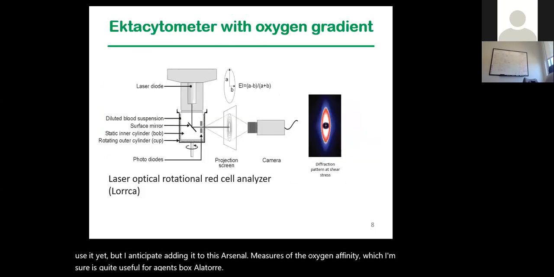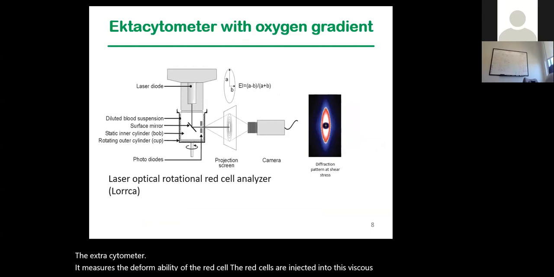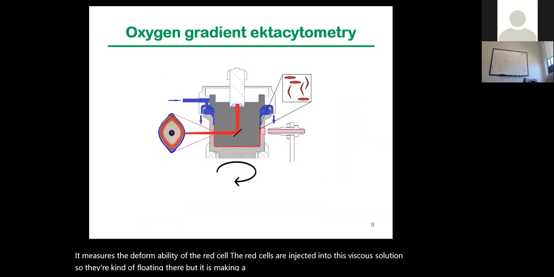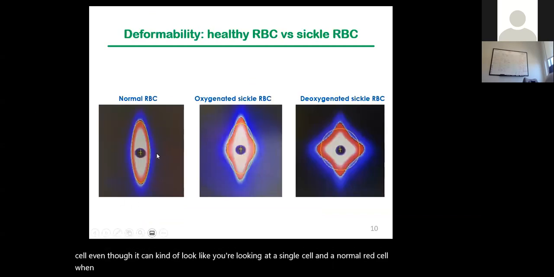So the ektacytometer, again, measures the deformability of the red cell. The red cells are injected into this viscous solution, so they're kind of floating there, but it is making a population level measurement, not a single cell, even though it can kind of look like you're looking at a single cell. And a normal red cell, when you apply stress to it, either through salt concentrations or through shearing, stretches nicely, gets its nice oval shape.